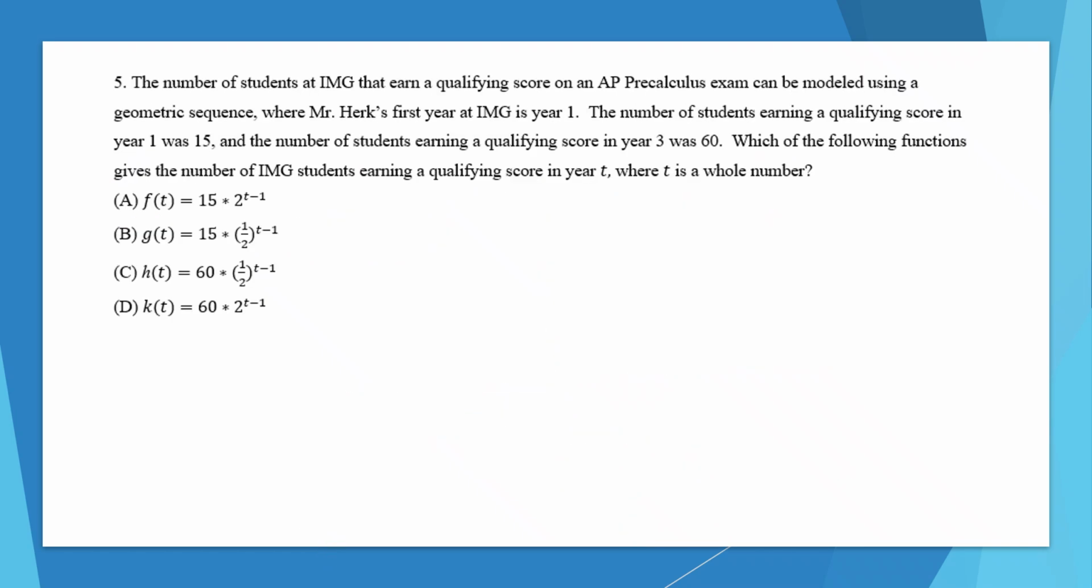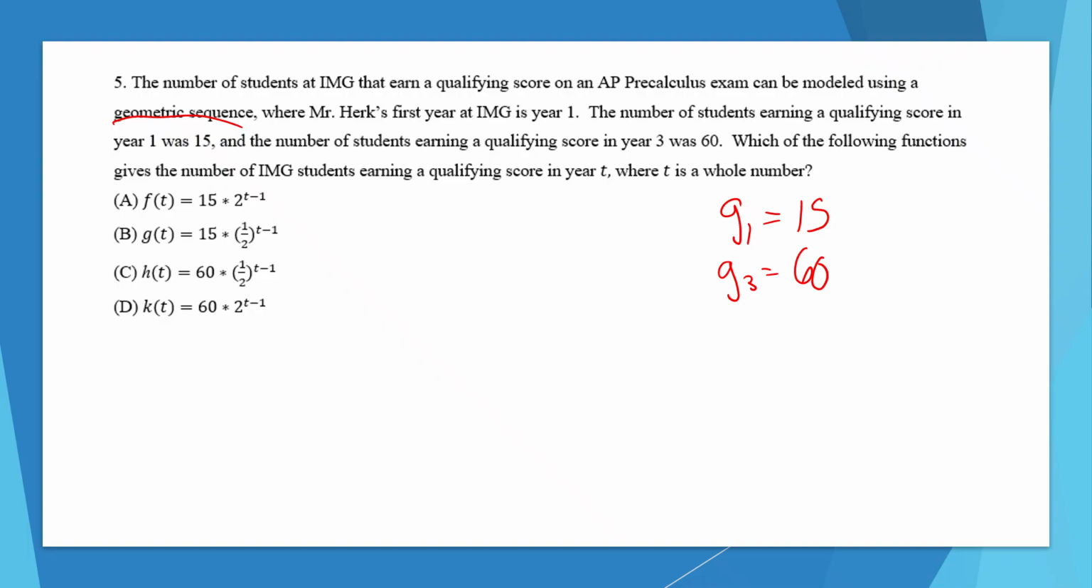All right, number 5. The number of students at IMG that earn a qualifying score on an AP exam can be modeled using a geometric sequence, where my first year is year 1. The number of students in year 1, so here we can write g of 1 equals 15, and the number of students in year 3, g of 3 equals 60. Which of the following gives the number of IMG students earning a qualifying score in year t, where t is a whole number?